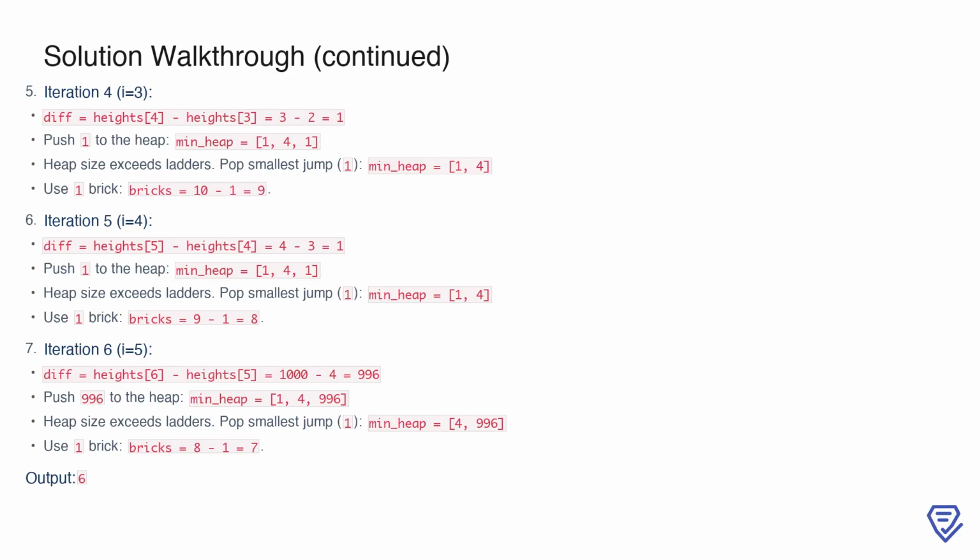In the fifth iteration, the difference is again 1, which is pushed to the heap, resulting in 1, 4, 1. The smallest jump, 1, is removed again and handled with bricks, leaving 8 bricks. In the sixth iteration, the difference between heights 6 and heights 5 is 996. This is pushed into the heap, resulting in 1, 4, 996. The smallest jump, 1, is popped and handled with bricks, leaving 7 bricks. Since we have enough resources, we reach the final building, and the output is 6.